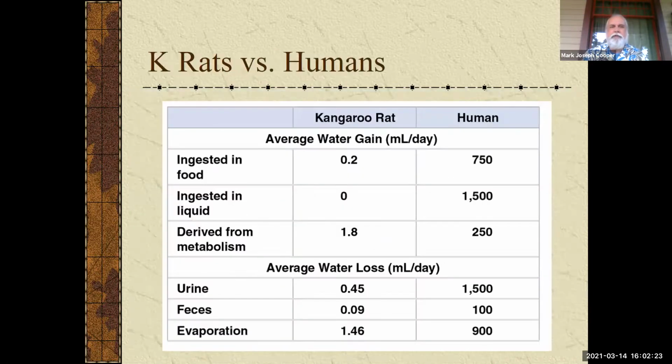So very, very cool. And so just kind of giving you, ingested food, how much water ingested in liquid? 0. So derived from metabolism. So they're gaining average water 2 milliliters a day. We're going through 250. And you can see the evaporation. They're on a positive trend. They're doing really, really well. Whereas we suck.